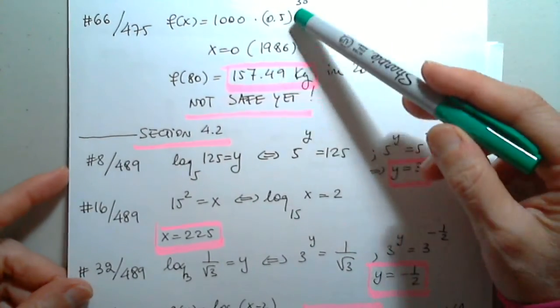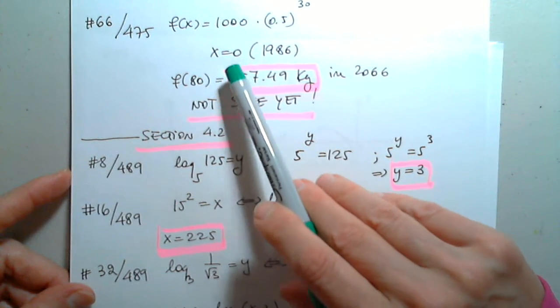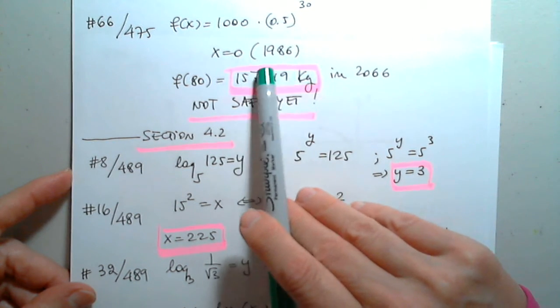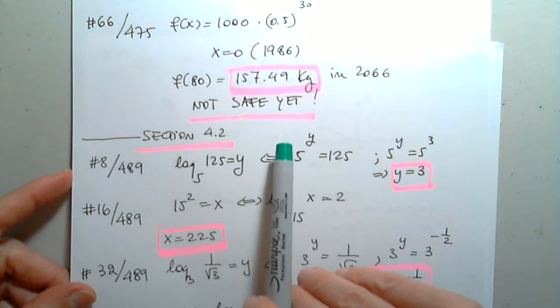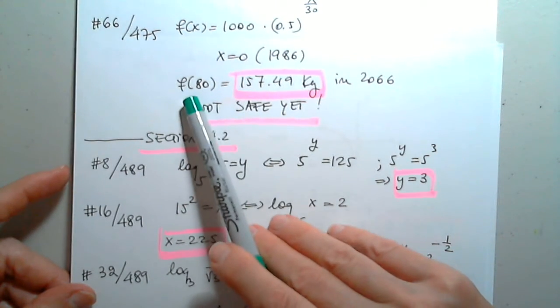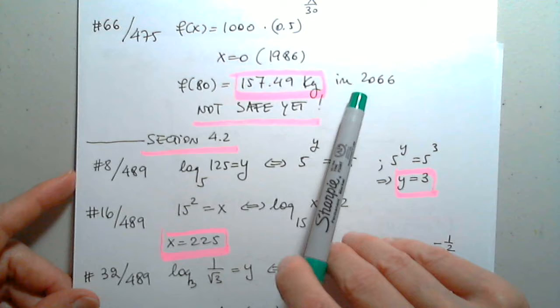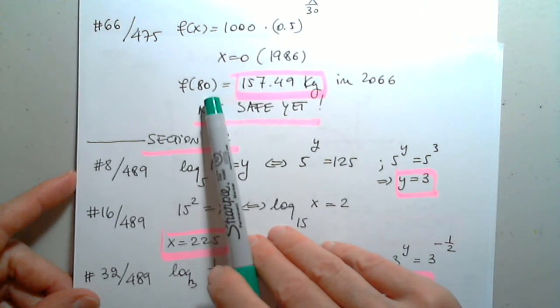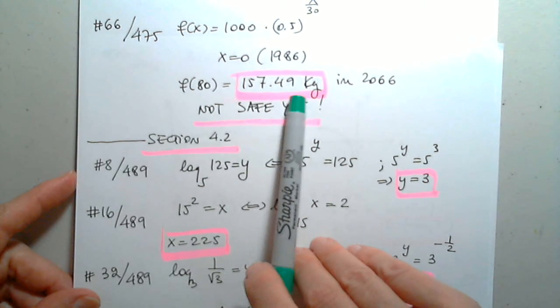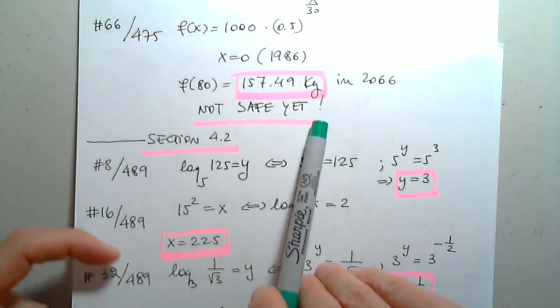Here we're just asked to plug in, keeping in mind that x equals 0 represents the year 1986. And we were asked to determine what is still in the atmosphere in 2066, which is 80 years later. Since it is more than 100 kilograms, it is not safe yet.